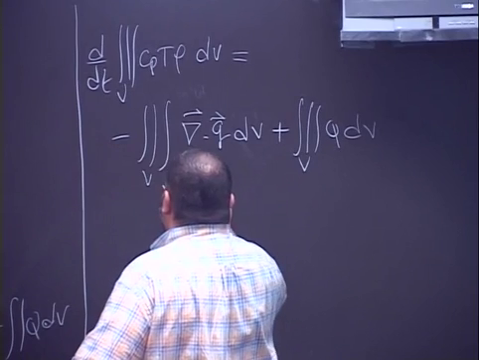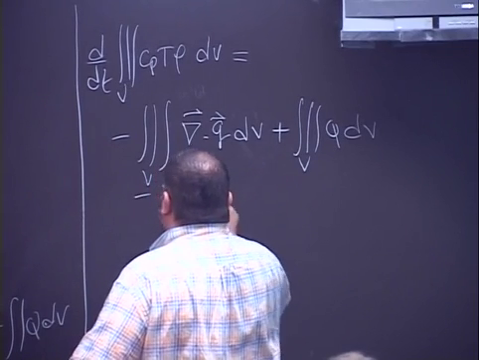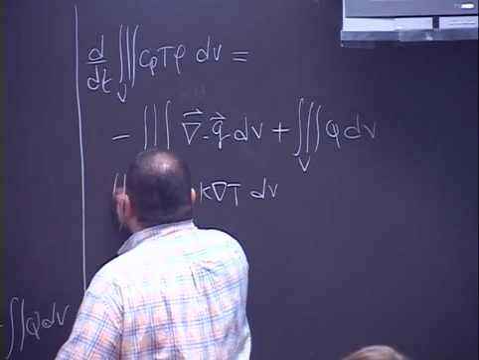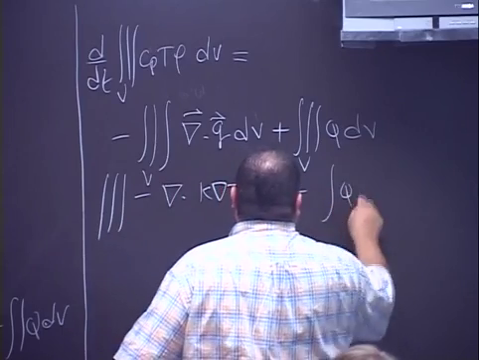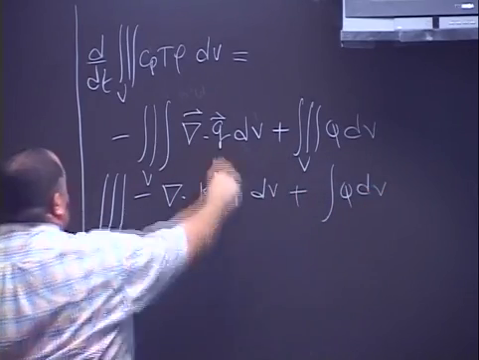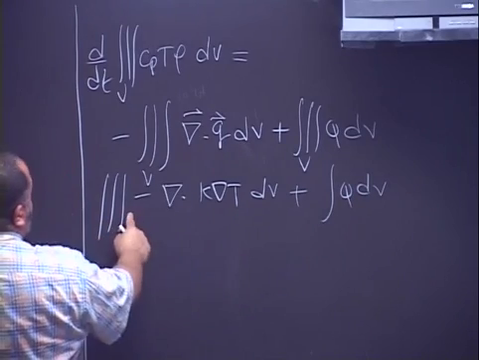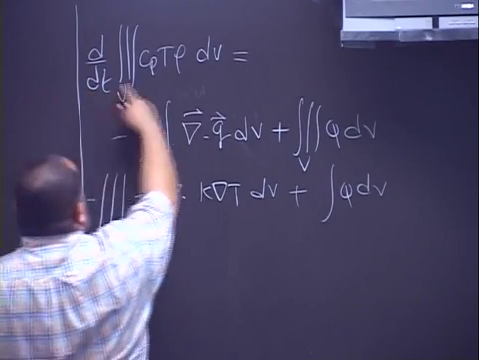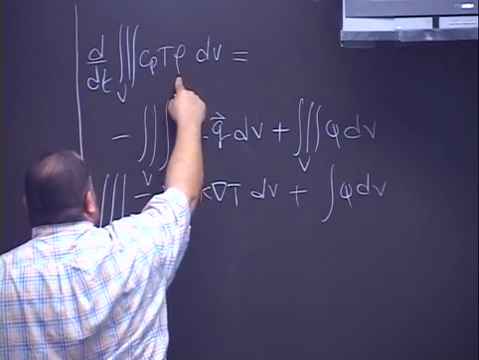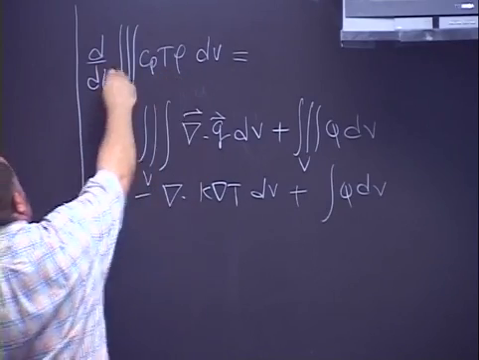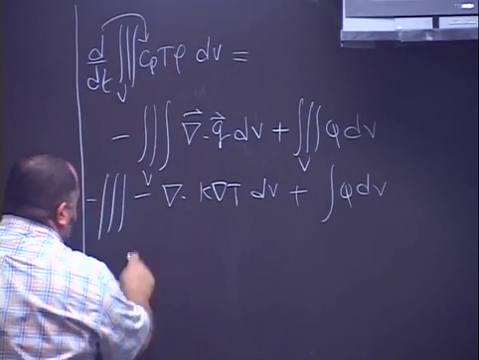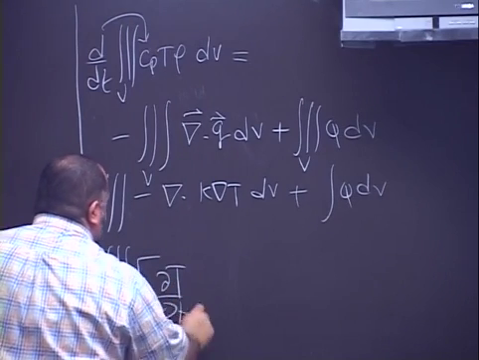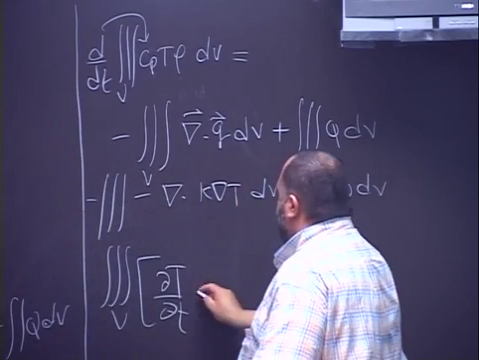So this is divergence of what? K grad T dV plus Q dV. Then if you move this one to this term, and let's assume that Cp is constant, density is constant, the only function of temperature is T, we can get this d by dt inside, and we will have the volume integral of dT by dt plus what?